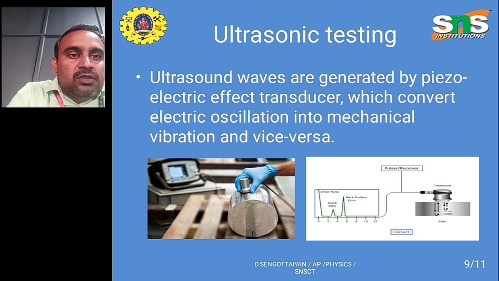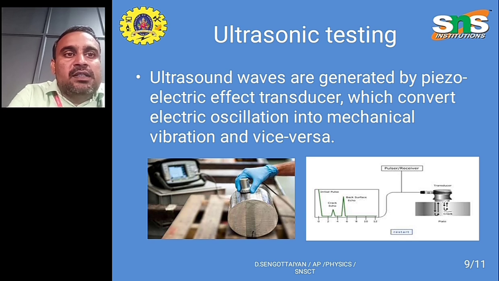The second diagram shows the ultrasonic pulse system, where the first pulse is the transmitter pulse and the last one is the receiver pulse. In case of any defect or change inside the material, it will be identified by changes in the pulse. So the second pulse shows the defect echo. Ultrasonic waves are generated by a piezoelectric oscillator using the piezoelectric effect, and the transducer converts the electrical oscillation into mechanical vibration and vice versa.